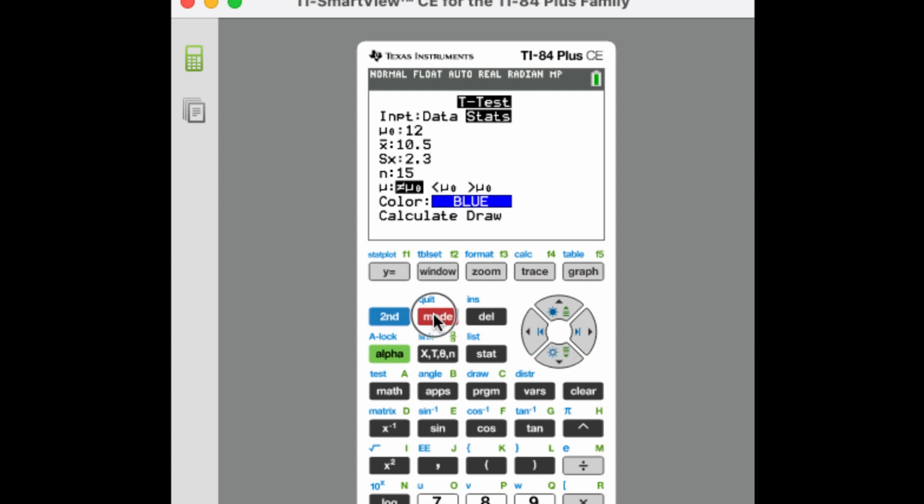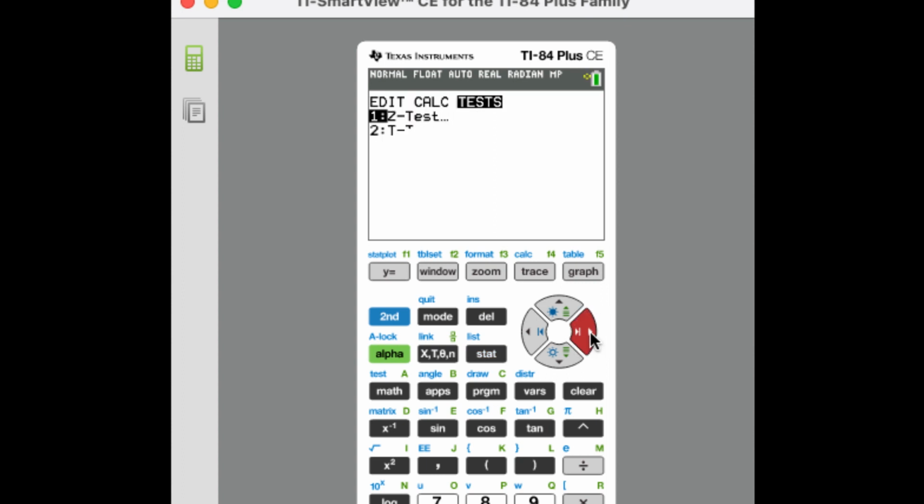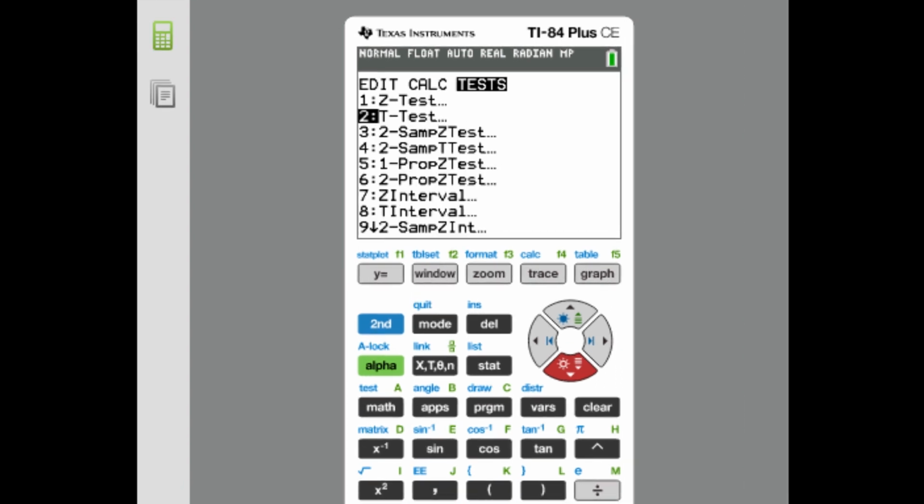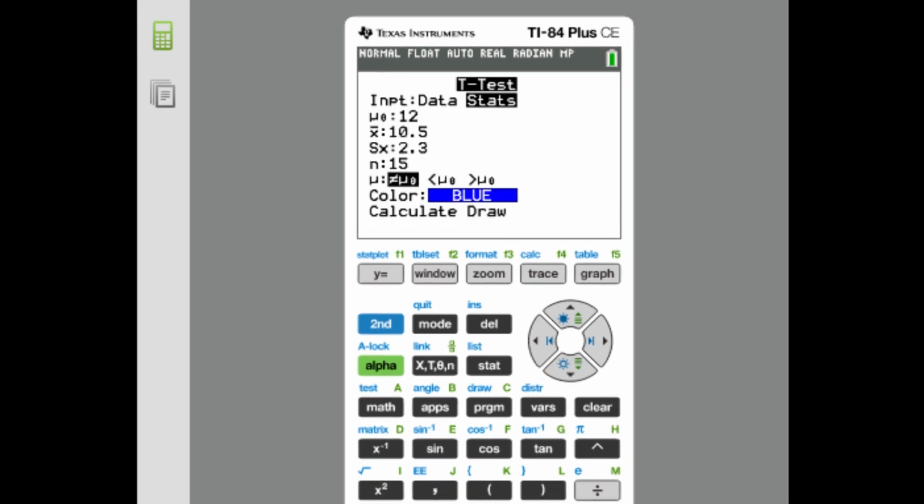Well, how do we get it? You go to STAT, TESTS, you go to number 2. What's number 2? T-Test. Mu naught. What's mu naught? 5. Didn't we put it in our notes? Sample mean. What was this? 4.6. Sample standard deviation. What's this? 0.8. What's the sample size? 25.